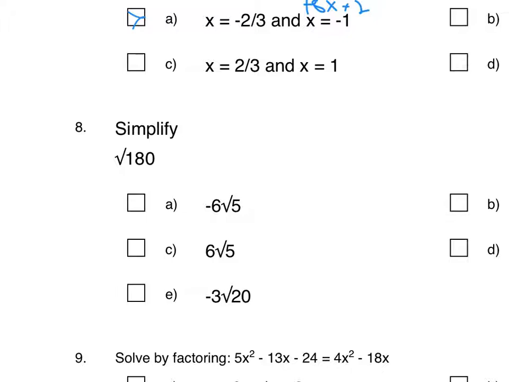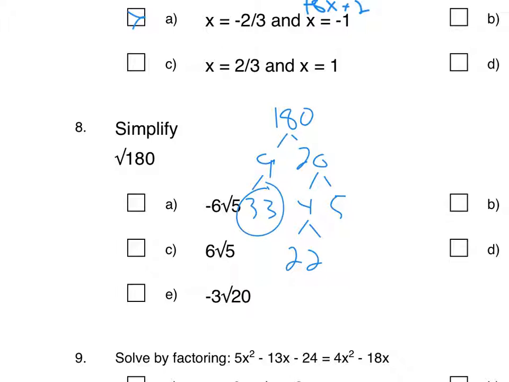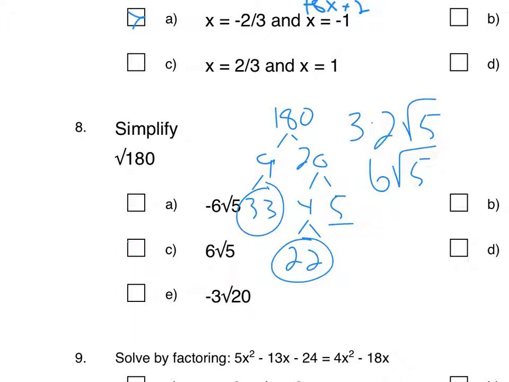Alright, 8. Simplifying the square root of 180. When we are just taking the square root of something, we're going to break it down into our factors. So I get 9 and 20. 9 breaks down to 3 and 3. 20 is 4 and 5. And 4 is 2 and 2. It's the square root, so we're looking for groups of 2. So I have a group of 2 3s and a group of 2 2s. So for each of those, I pull one out. So 1 3 and 1 2. And then I have a 5 left on the inside. 3 times 2 is 6 root 5. So that is C. Hey, we are not solving, so it is not plus or minus. It is just the positive one.